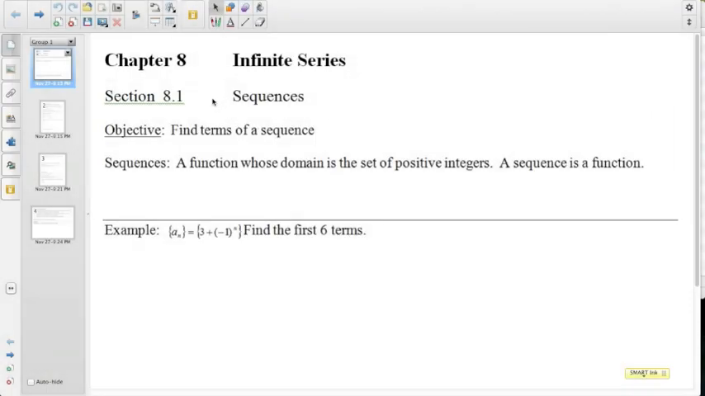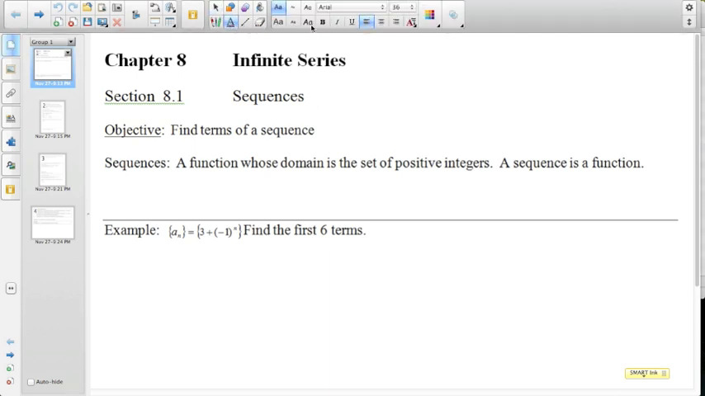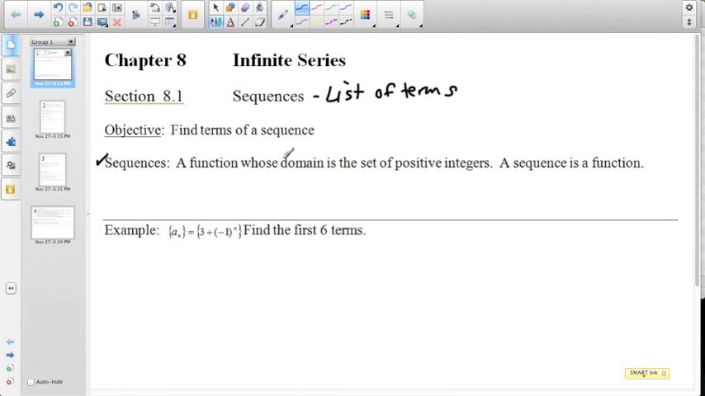When we talk about sequences, a sequence is really literally just a list of terms. So if we take a look at some examples, we're talking really about just a list of terms. And in that respect, I think this is a really good summary of what we're getting at.